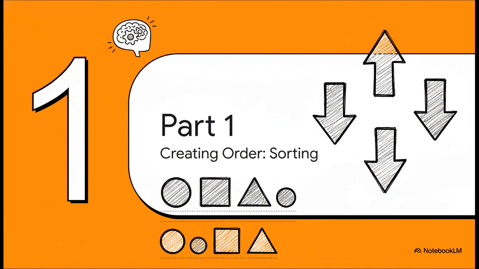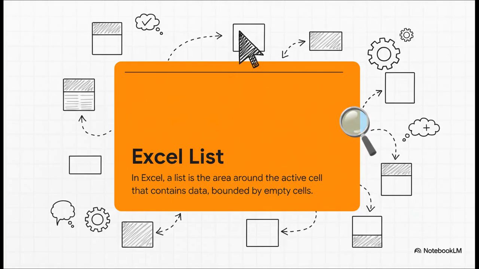And that brings us to part one, creating order with sorting. Okay, before we can sort anything, we got to know what the program even sees as a list. It's actually super simple. In a spreadsheet, a list is just any block of data that doesn't have any completely empty rows or columns cutting through it. And here's the cool part. You just have to click on a single cell inside that block, and the program is smart enough to go, aha, I get it. You want to work with this whole chunk of data. No need to manually select everything. It's a neat little time saver.